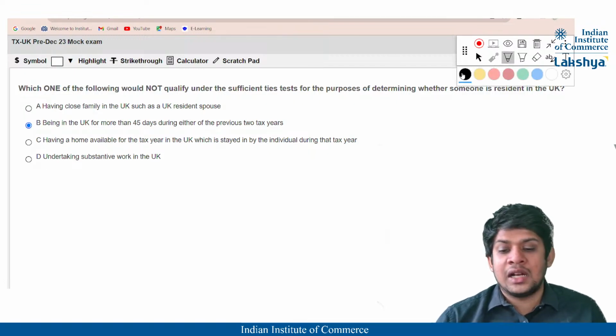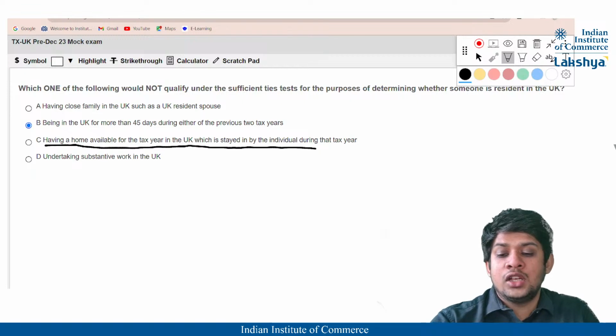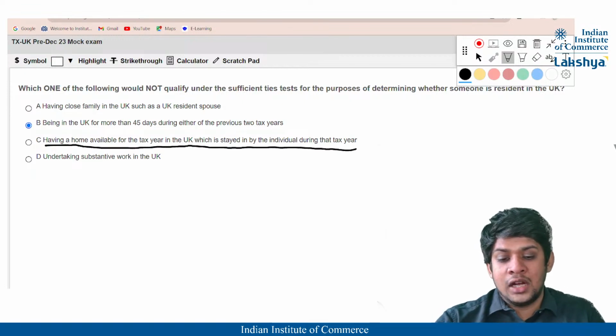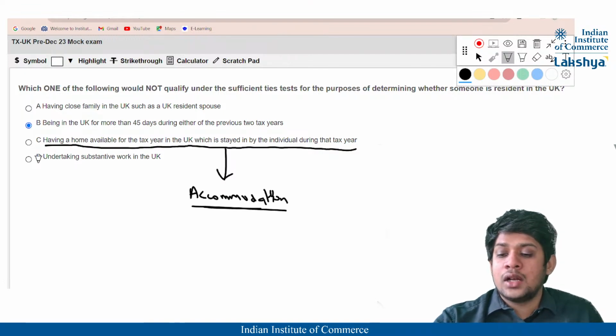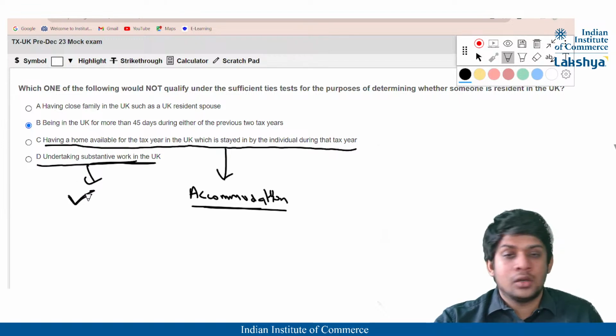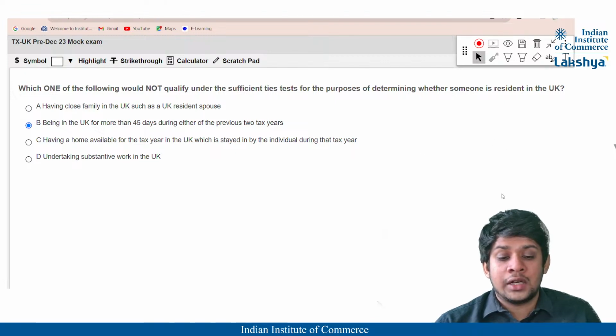We have already found the answer, but let us look at options C and D also. Having a home available for the tax year in UK, which is stayed in by the individual during the tax year. Yes, that will be the accommodation tie that he has met, so this is also a genuine tie. The last one, undertaking substantive work in UK, will meet another tie, the work tie. So technically, C and D are genuine ties, and only option B is not a genuine tie. That will be the correct response here.